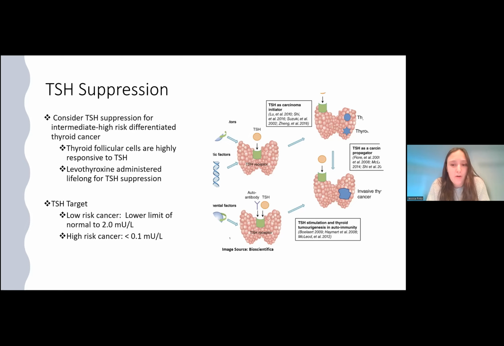Depending on how high the risk for recurrence is in the initial thyroid cancer is going to determine what your TSH levels are. So these patients require frequent routine TSH checks. If they had a very low risk malignancy, the lower limit of a normal TSH up to 2 is appropriate. But if they had a very high risk thyroid cancer or high risk of recurrence, meaning they've had lymph node involvement or METs, you want a lower TSH goal of less than 0.1.